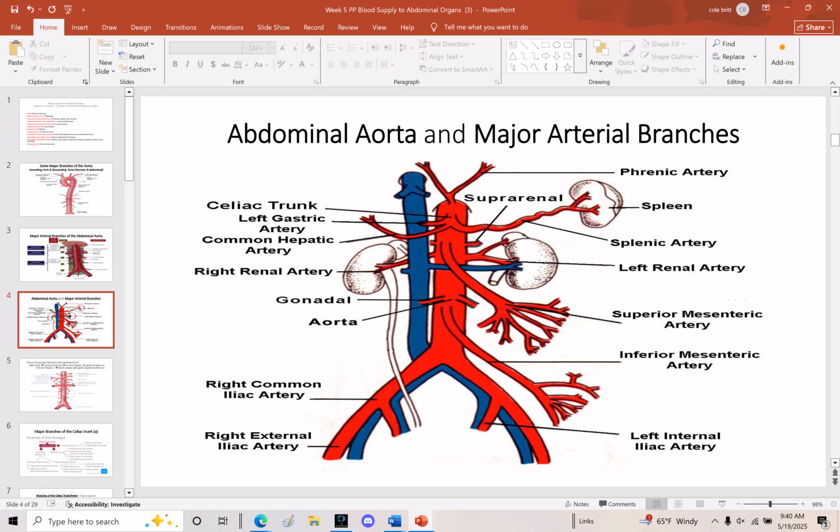So the celiac trunk makes 3 major branches. You have the splenic artery, the left gastric artery, and the common hepatic artery. Now, just above this, I just left phrenic in there, it's actually the inferior phrenic artery.